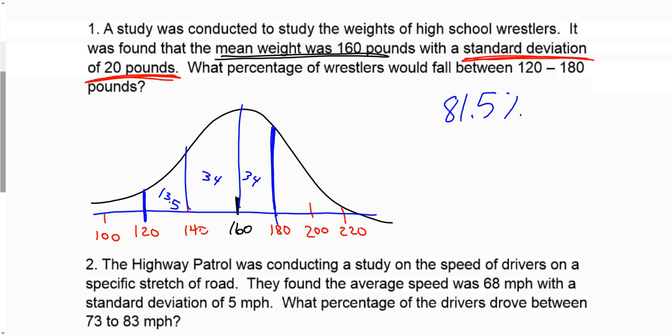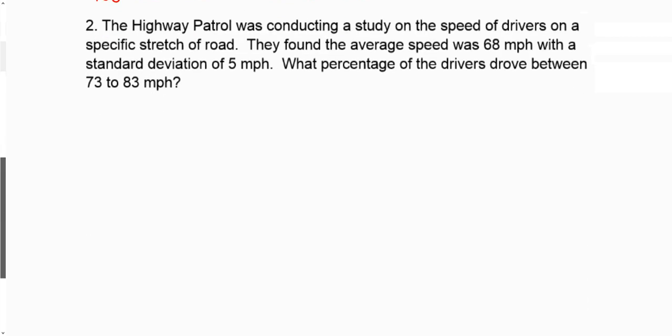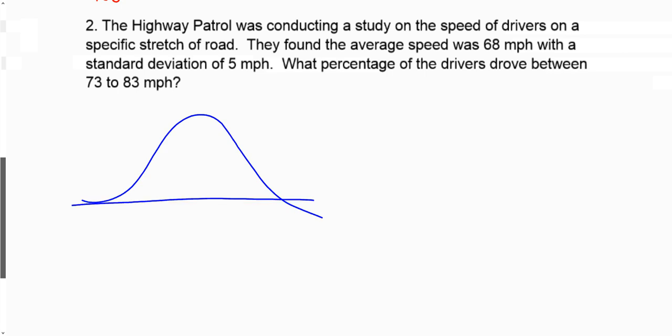So I'm going to show you that one more time, and I'm going to give you some time to practice on your own. So here's another one. Highway Patrol was conducting a study on the speed of drivers on a specific stretch of road. They found that the average speed was 68. That's the most important part because that sets the exact center of our picture. If you want, you can draw lines, I don't care. So this is 68 miles per hour.